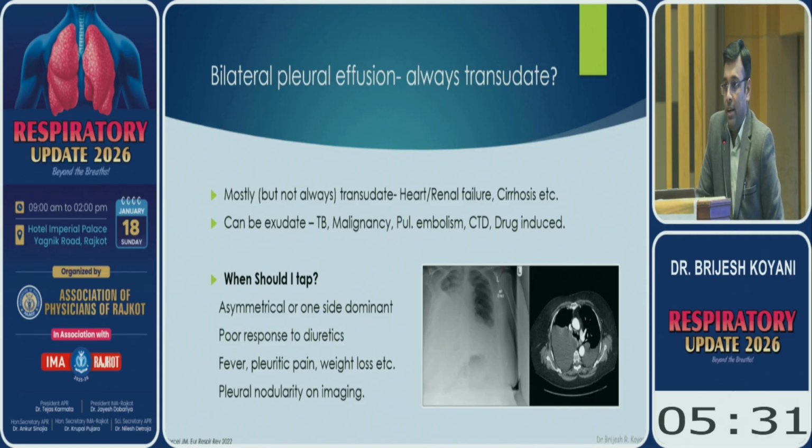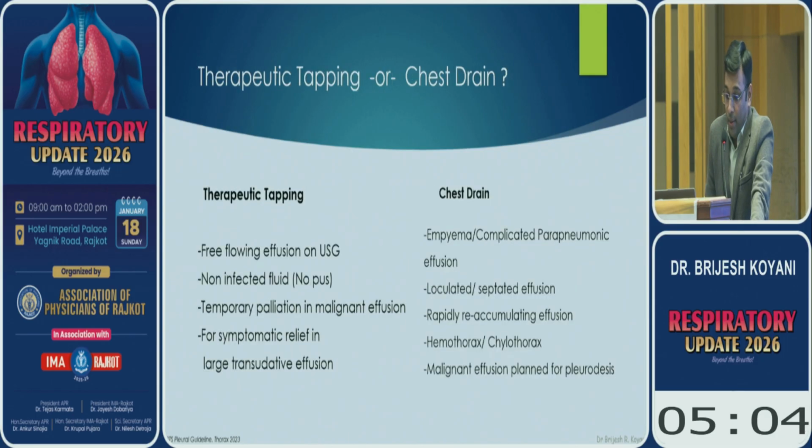So when should we tap in case of bilateral pleural effusion? You can see the chest X-ray and the CT chest image. When there is asymmetry in the pleural effusion, when there is one-side dominant effusion, when it is poorly responsive to diuretics, when the patient has fever, pleuritic chest pain or any systemic signs of infection, and if imaging shows pleural nodularity, these are the scenarios where we should tap.